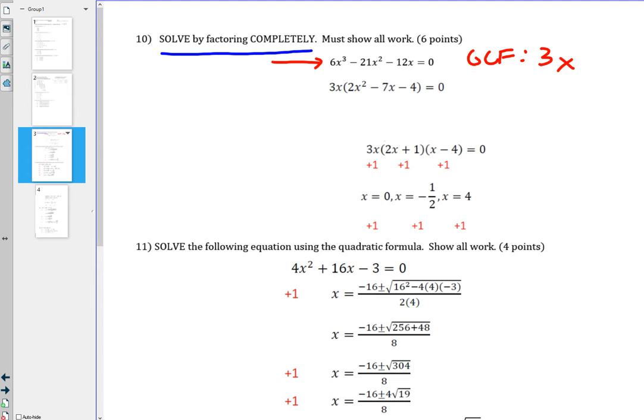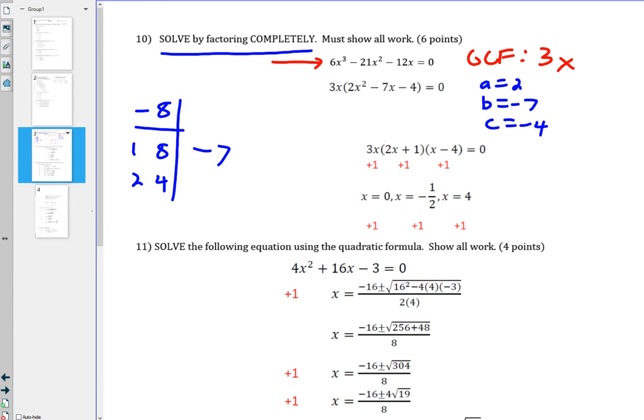So if you were to do a table, which I'm about to do, the a would be 2, the b would be negative 7, and the c would be negative 4. So I'm looking for two numbers that multiply to give me negative 8 and add up to negative 7. These are the only combos. Make the bigger one the negative because the 7 is negative. The negative up here means to change the sign, so this has to be the plus. What I want is a positive 1 and negative 8.